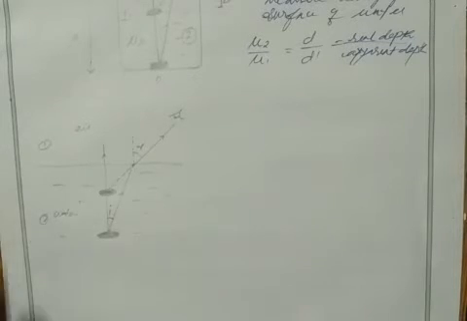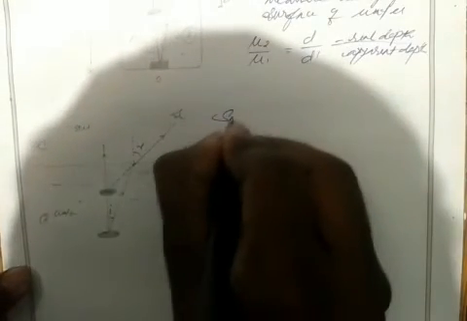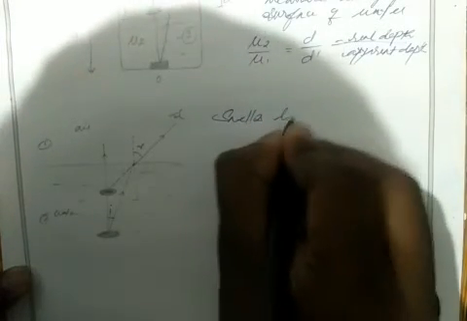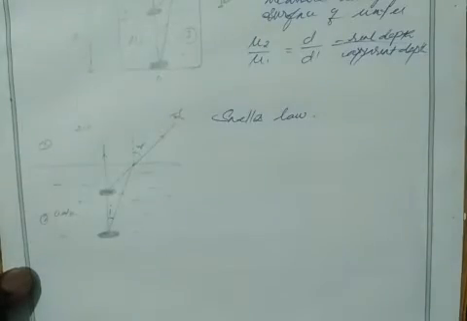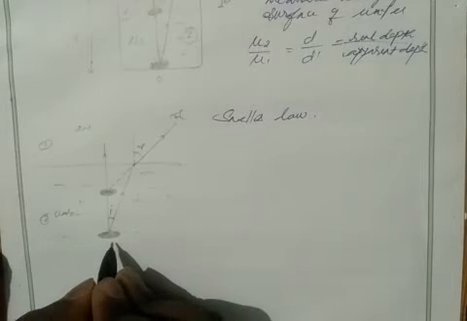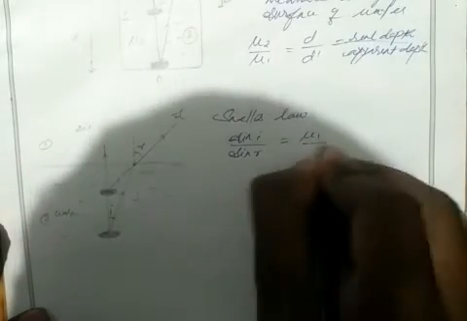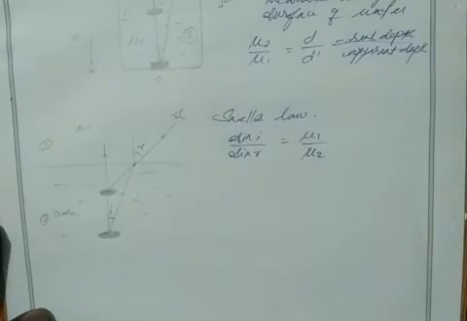So apply Snell's law. We know Snell's law: sin i by sin r equals mu2 by mu1. That is the condition when the source is outside the water, in air. But here the source is inside the water, so we slightly change the formula: sin i by sin r equals mu1 by mu2. A small change.